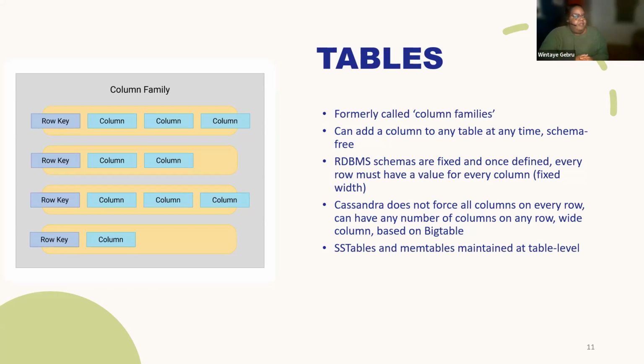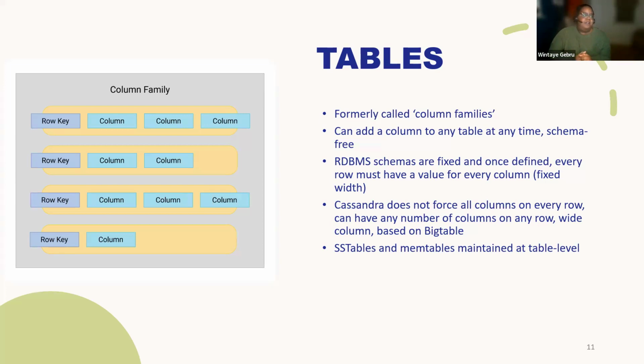Relational database schemas are fixed, and once defined, every row must have a value for every column. Cassandra does not force all columns on every row. It can have any number of columns in any row. It's also sometimes called a wide column model. It's based on Bigtable, which I think is Google's Bigtable. Bigtable is a wide column model, which means you can have literally any number of columns on any rows, and you can have nothing other than the partition key on the next row.